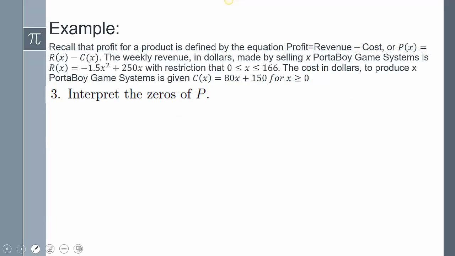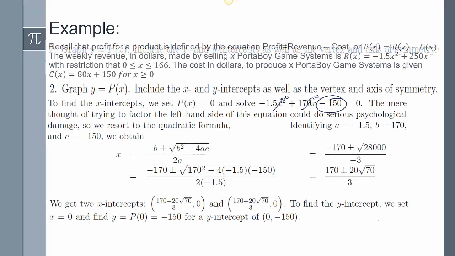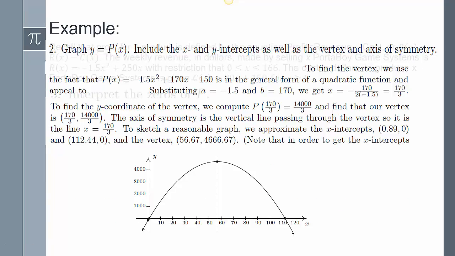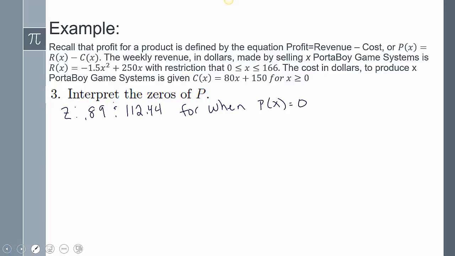Now it says interpret the zeros of P. So those zeros that we got, now remember it was 170 plus or minus 20 root 70 over 3, or whatever that was. These previous values, all I did here is I just took these and I simplified them. And then when you enter those into a calculator, you're going to get decimals. So 0.89 and 112.44. And that's when P of x equals 0. So that's all I did was just enter it in my calculator.